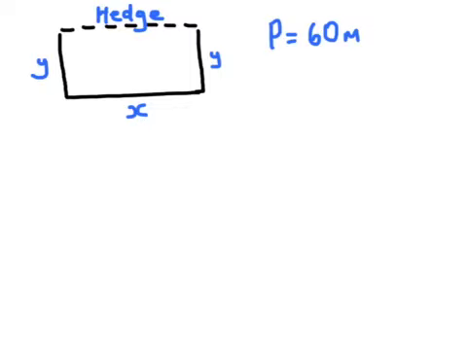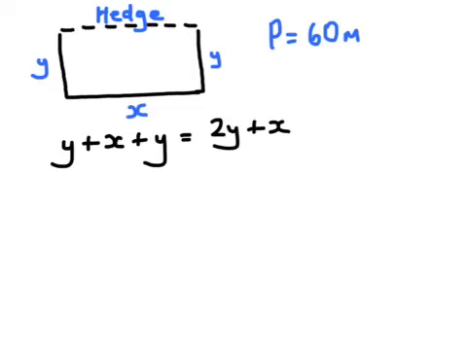a good starting point. If we look at the perimeter of the field, it would be this length plus this plus this. The hedge obviously doesn't count as part of the perimeter. So in order to get an expression for the perimeter, we would add y plus x plus y, which is 2y plus x, which we are told is 60 metres. So there's our first important piece of information that we get from the question.